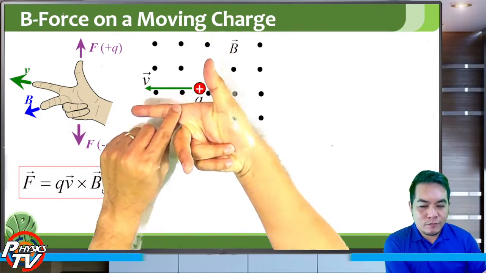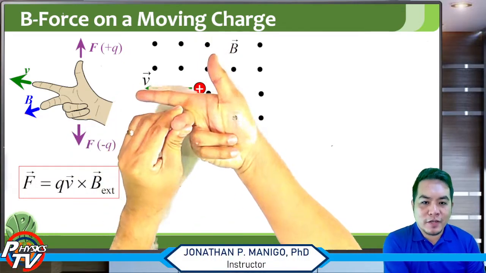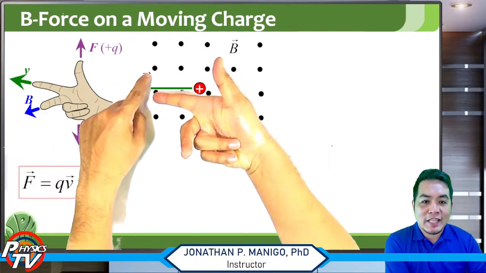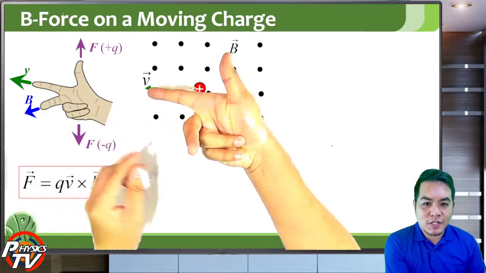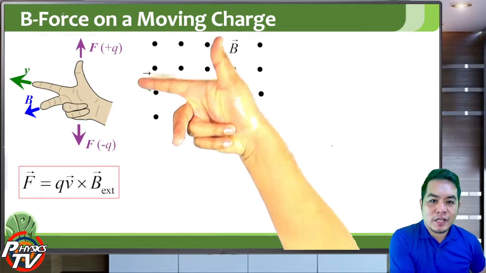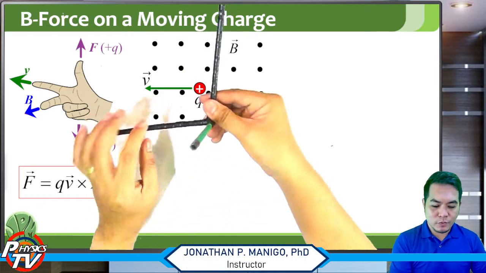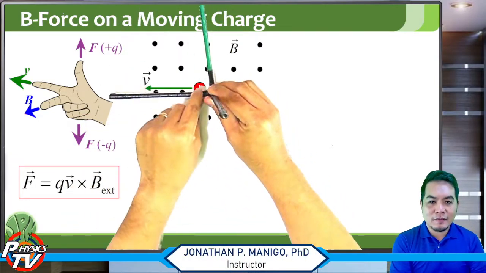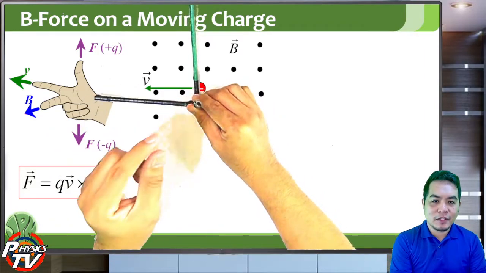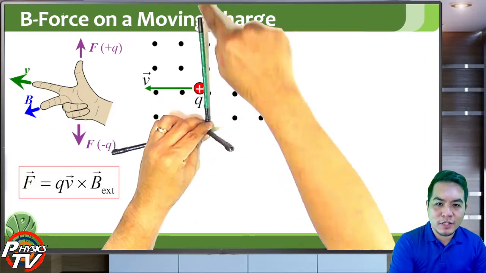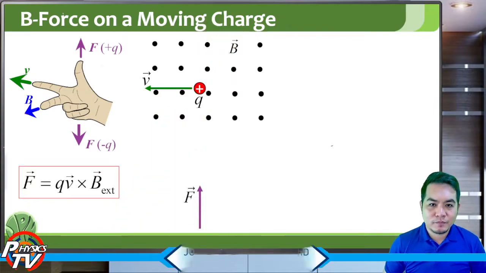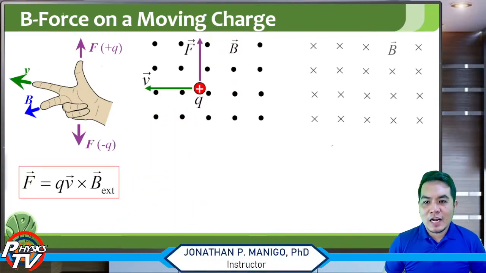Your velocity is your pointing finger. Your magnetic field in this case is out of the page, so towards you. Therefore, the magnetic force is upward. We can also use this one. This is the velocity, this is the magnetic field going towards you. Therefore, the magnetic force is upward.